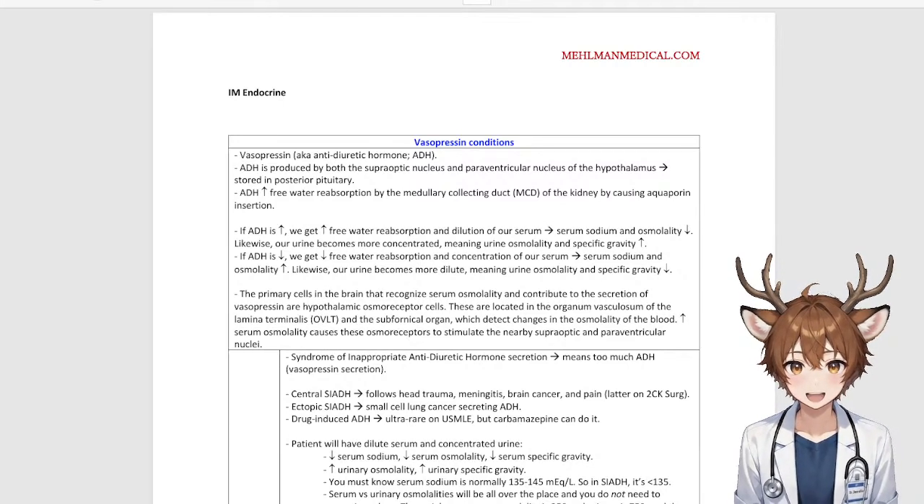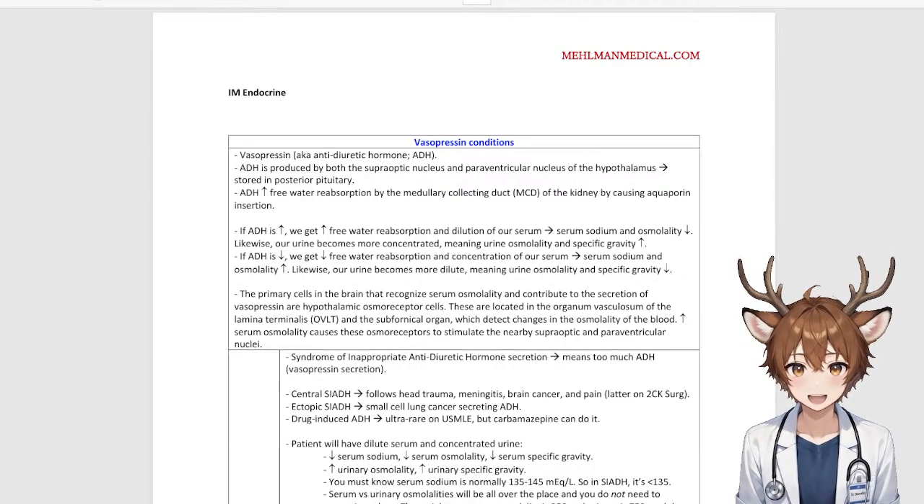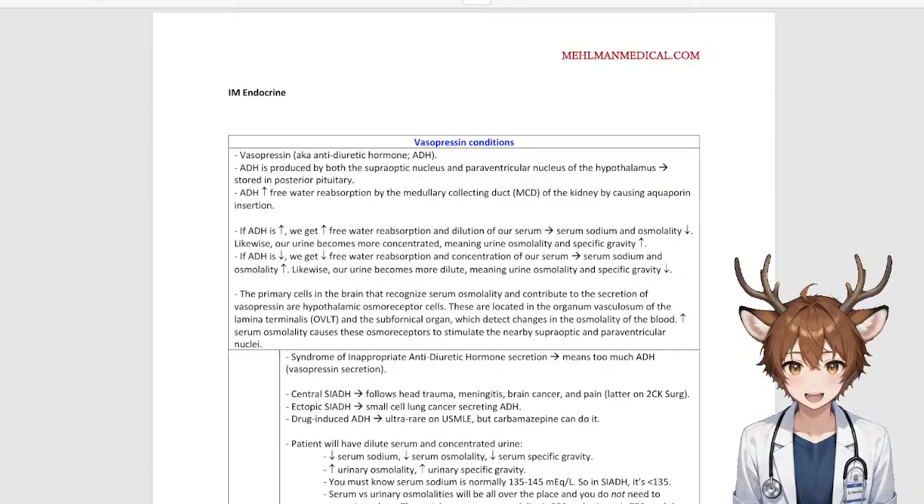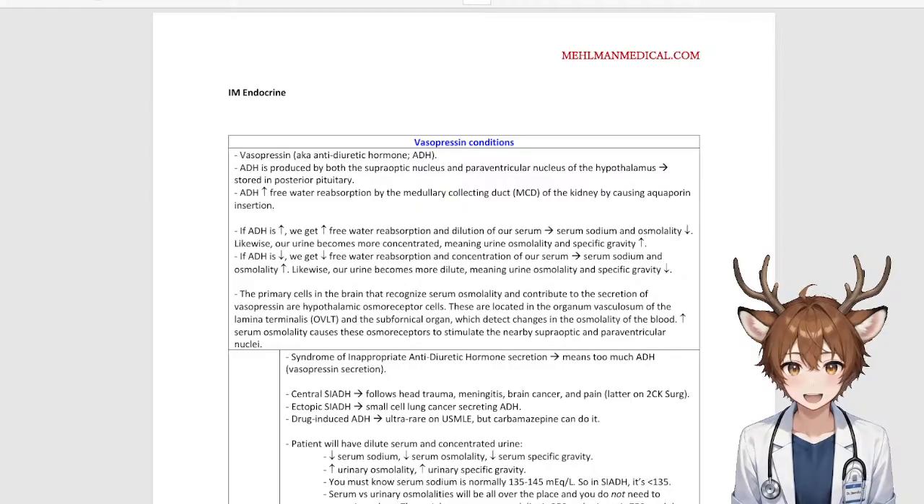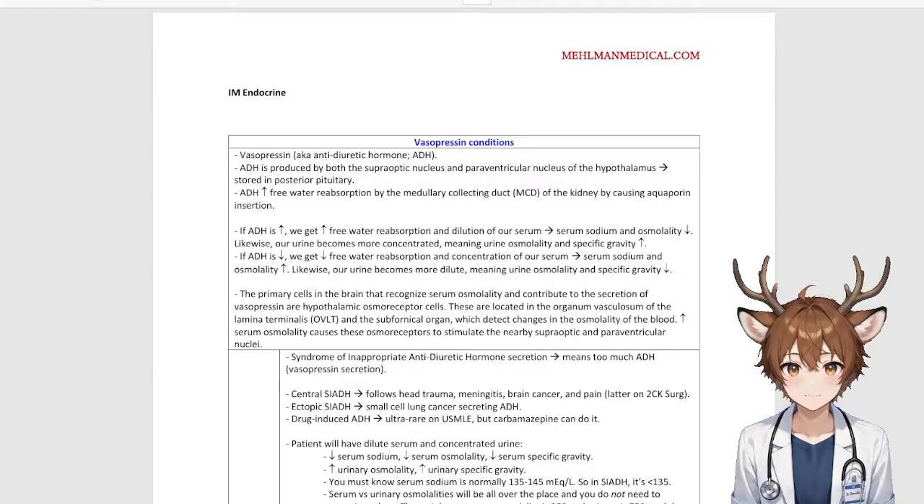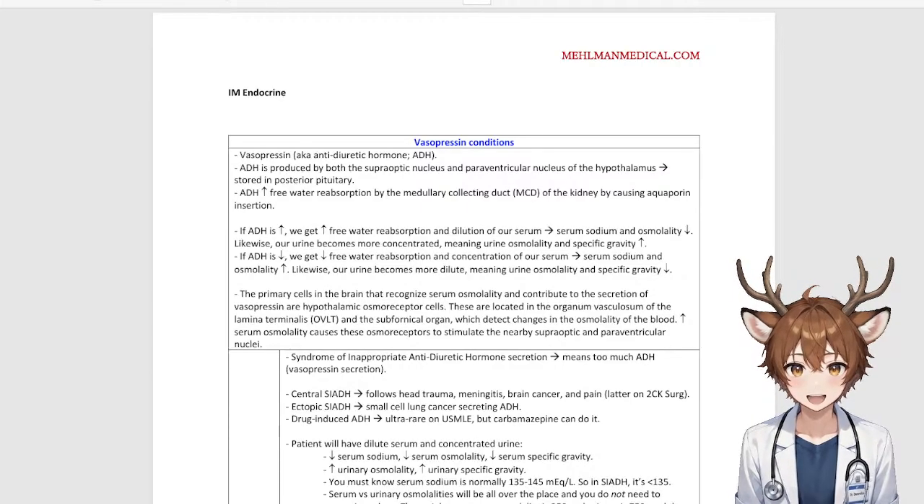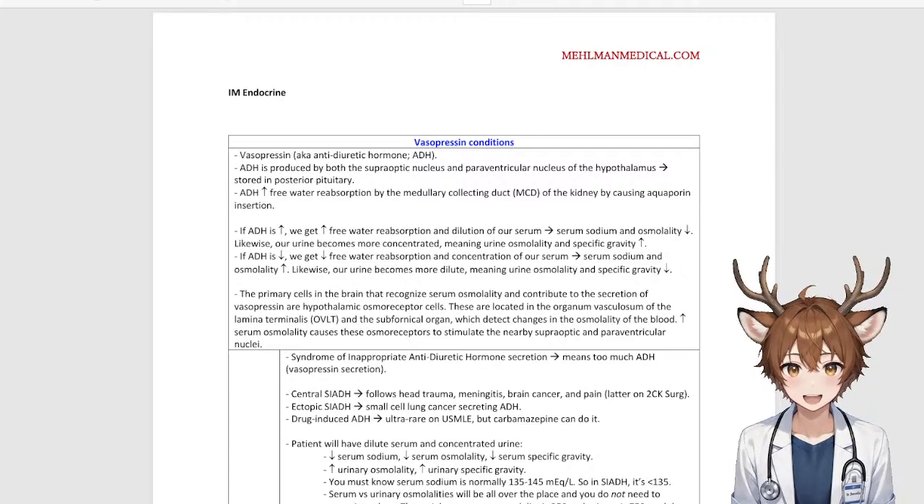The primary cells in the brain that recognize serum osmolality and contribute to the secretion of vasopressin are the hypothalamic osmoreceptor cells. These are located in the organum vasculosum of the lamina terminalis, OVLT, and the subfornical organ, which detect changes in the osmolality of the blood. Elevated serum osmolality causes these osmoreceptors to stimulate the nearby supraoptic and paraventricular nuclei.